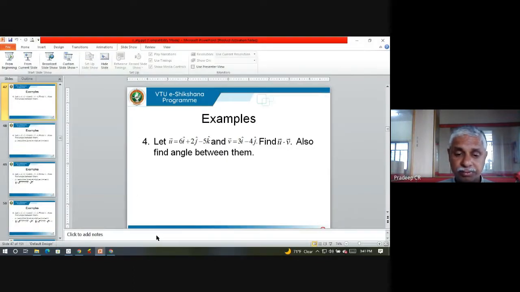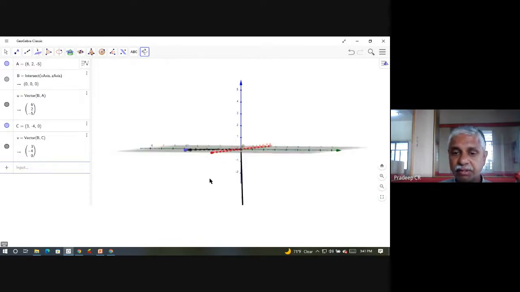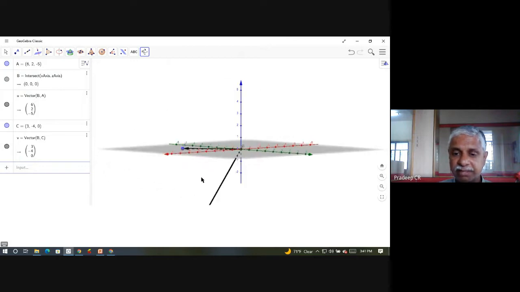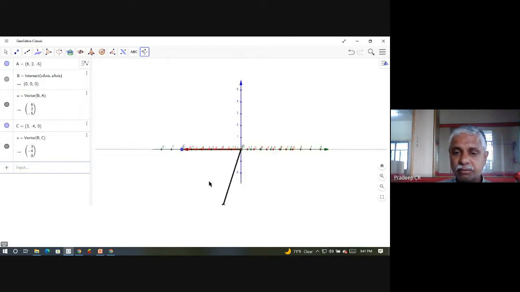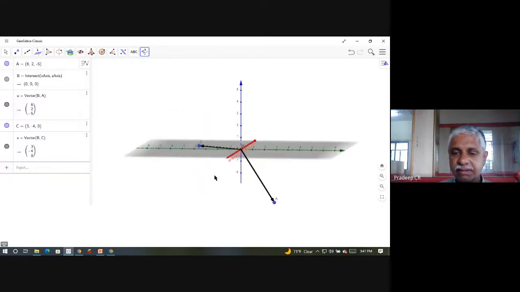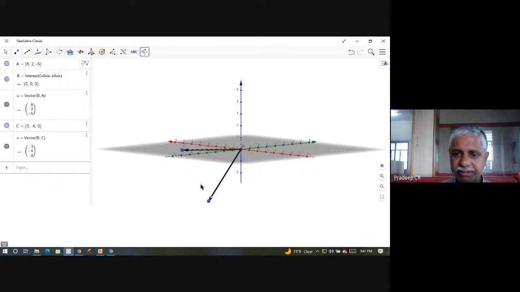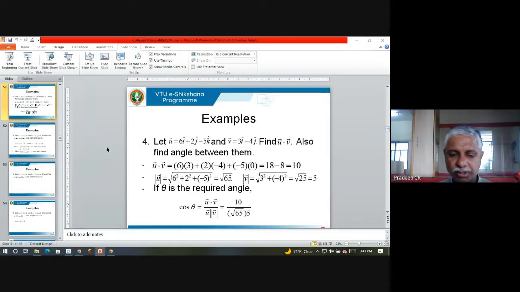I hope from this GeoGebra, although it's not clear what the angle is, you can see from this picture the angle which you are trying to find: the angle between these two black vectors. That is what we are trying to do. You see from different angles, it looks different. That's okay, that's how it's supposed to be anyway. It's a three-dimensional object.